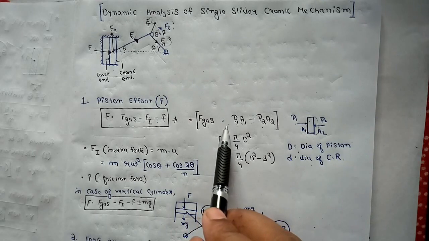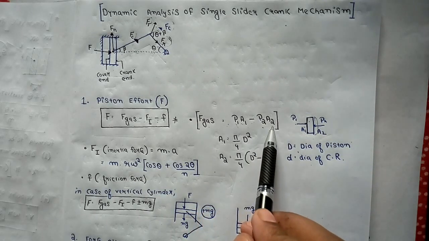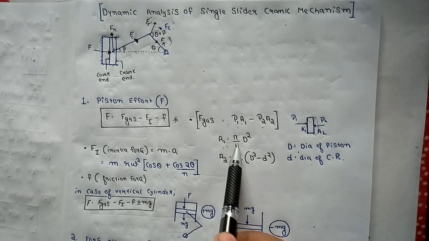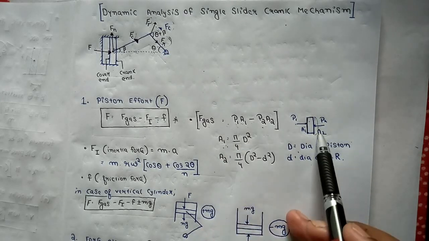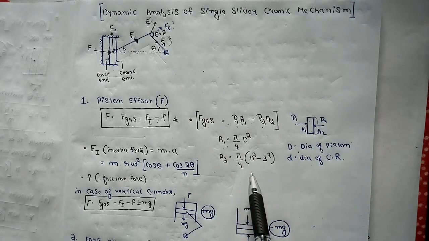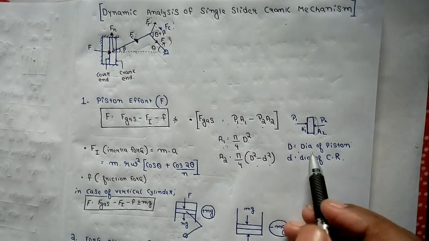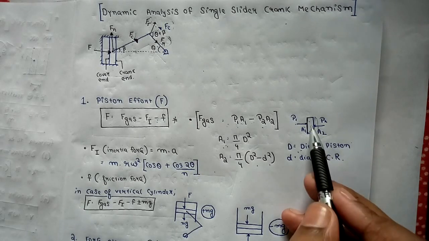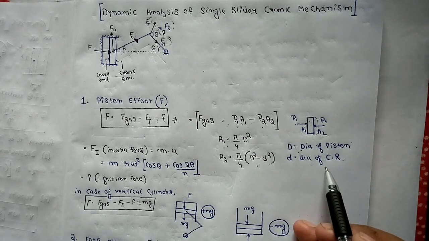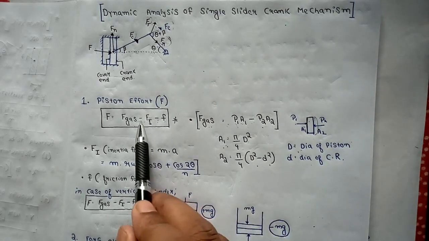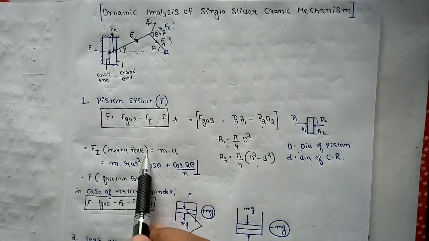So F of gas will be P1A1 minus P2A2, where A1, as I have just told, the area of this side will be pi by 4 capital D square, whereas the area of this side will be pi by 4 (capital D square minus small d square), right? Where capital D is the diameter of the piston and small d is the diameter of the connecting rod. So in this way we can find F of gas. Now the second thing is how we can find the inertia force.